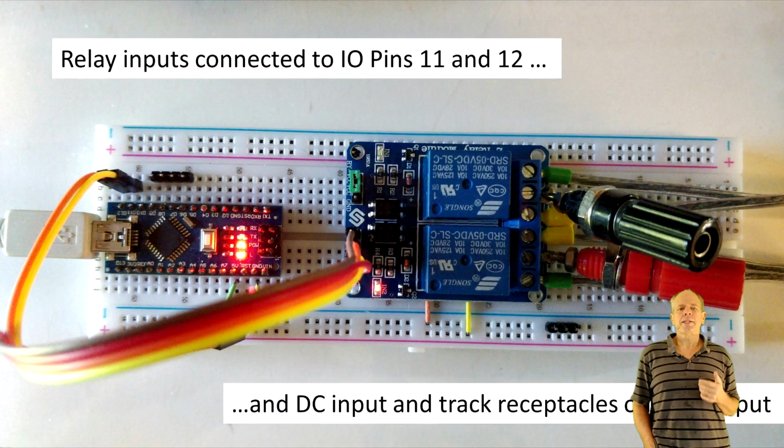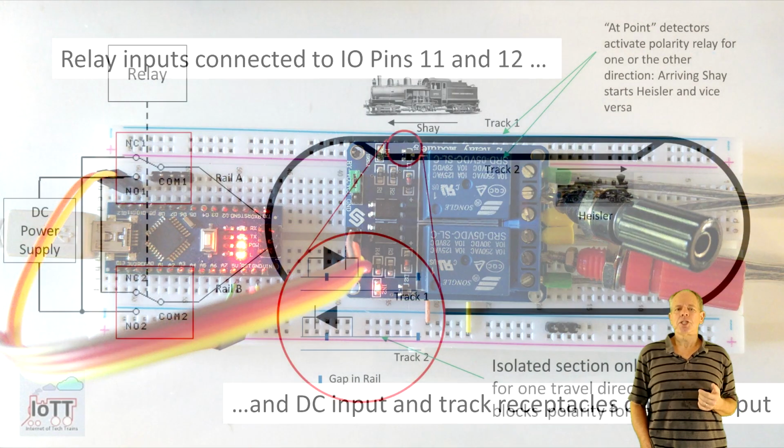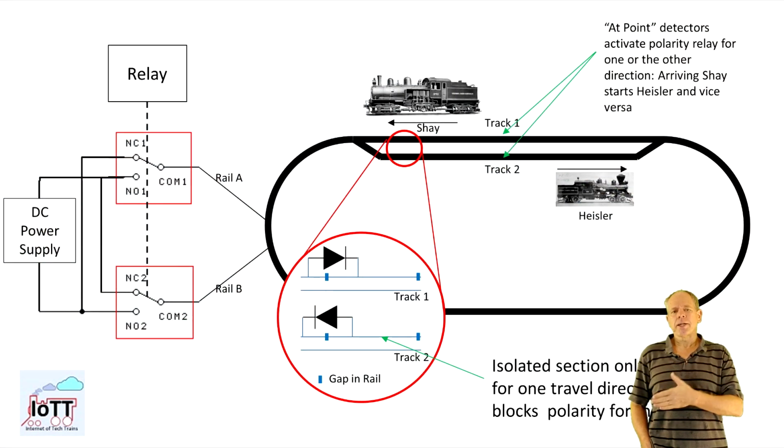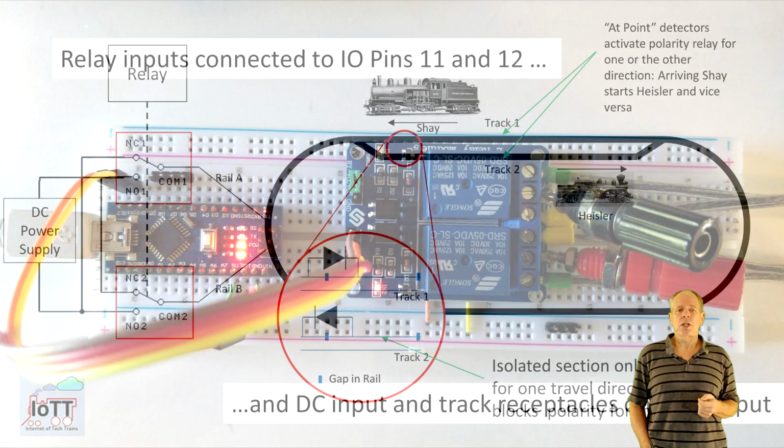First, let's connect the relay board. On the high power side, we connect the DC power supply to the outside contacts of each relay, and the two center contacts of the relays go to the track feeder. Depending on the relay position, each rail is either connected to DC plus or ground, and the locomotive will move in one or the other direction, or it will stop if both rails carry the same potential.